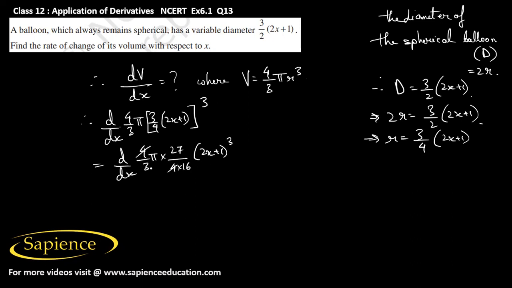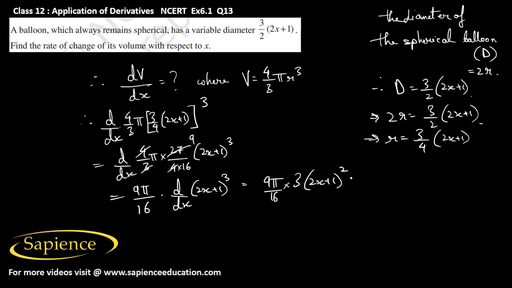So 4 into 4 is 16, so 3 into 9 is 27. So this will be 9 pi by 16, that is a constant, so it will come outside of the derivative. So 9 pi by 16 into d by dx of 2x plus 1 whole cube. So this will be equal to 9 pi by 16 into d by dx of 2x plus 1 whole power 3. So that is 3 into 2x plus 1 whole square into d by dx of 2x plus 1.